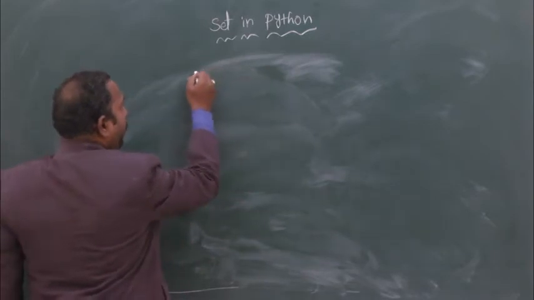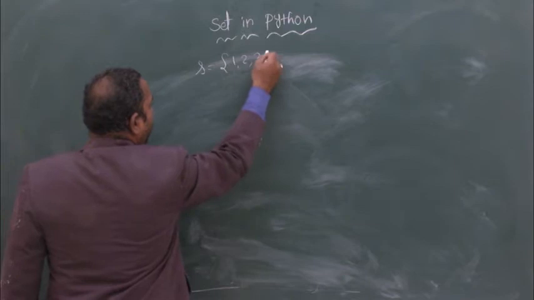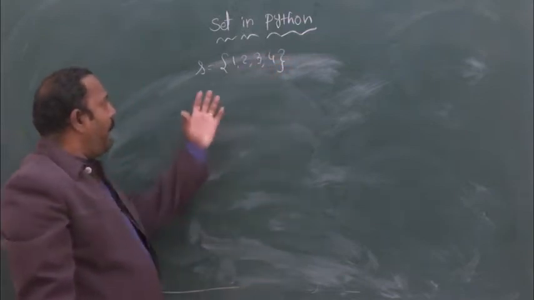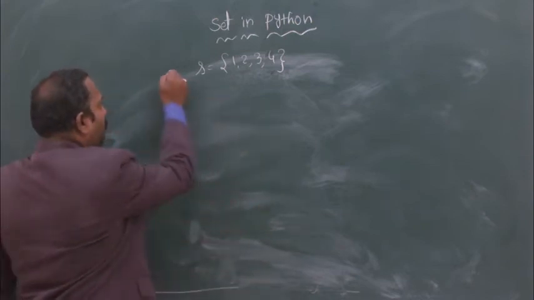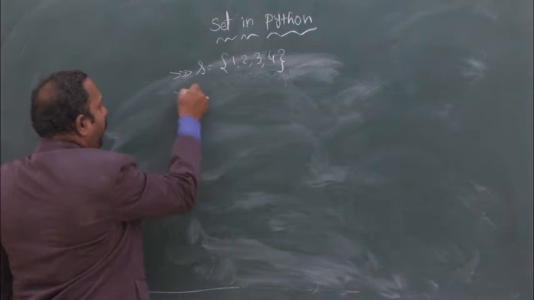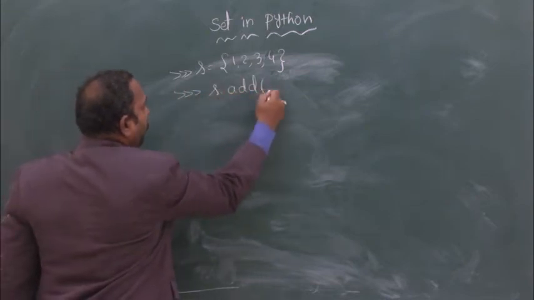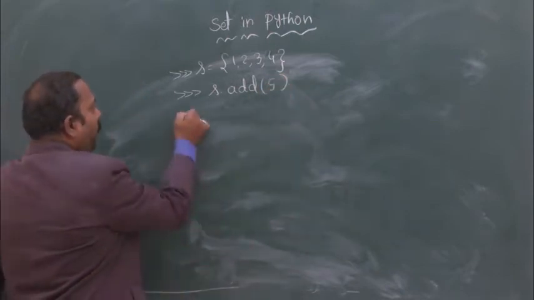Suppose I created S equal to 1, 2, 3, 4. Suppose I want to add another element into this set S. Simply you can write S dot add of 5. Then suppose I print S.